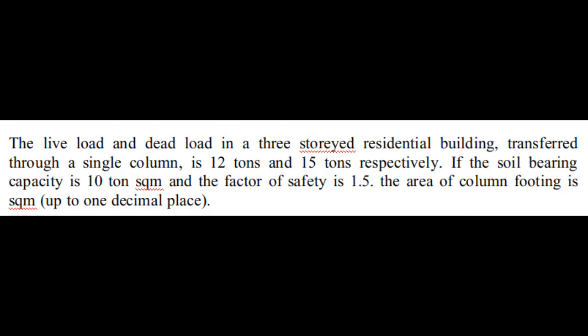Let us see another GATE question on footing. The live load and dead load in a 3-storied residential building transferred through a single column are 12 tons and 15 tons respectively. If the soil bearing capacity is 10 ton per square meter and the factor of safety is 1.5, the area of the column footing is dash square meter, within bracket up to 1 decimal place.